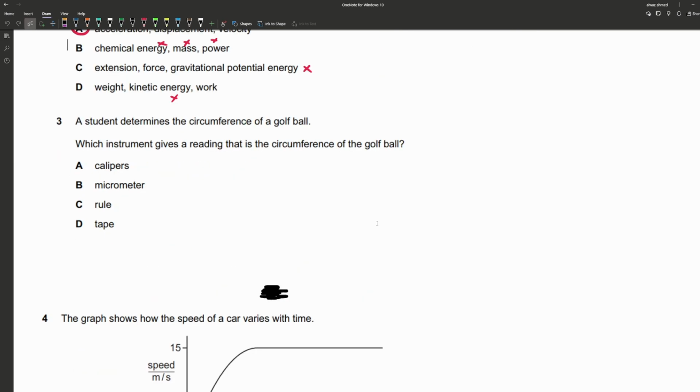Okay, so for the third question, we've got a student who determines the circumference of a golf ball. Which instrument gives a reading that is the circumference of the golf ball? If you've got a golf ball like this, the circumference is the length around the golf ball, so this length. Now we need to measure this length. The circumference is a circular length, so we need something flexible to measure it. Calipers is not a good option here, because it only measures in a straight line. So does the micrometer, and so does the rule. So our correct answer is D, tape.